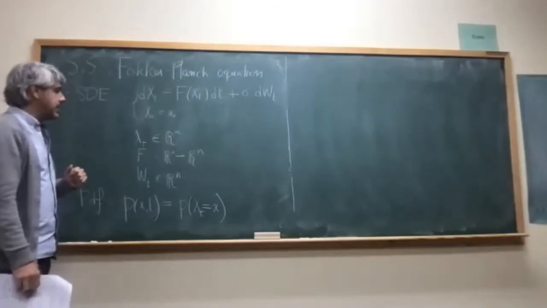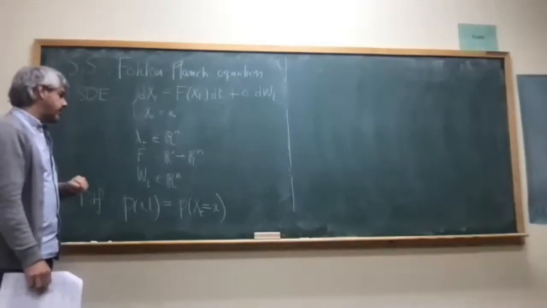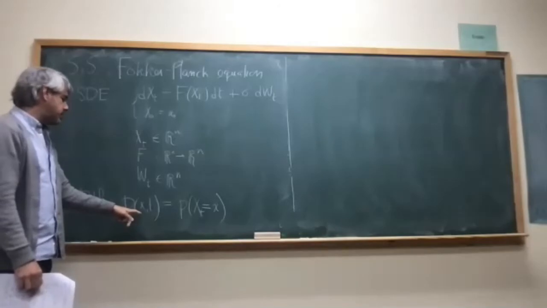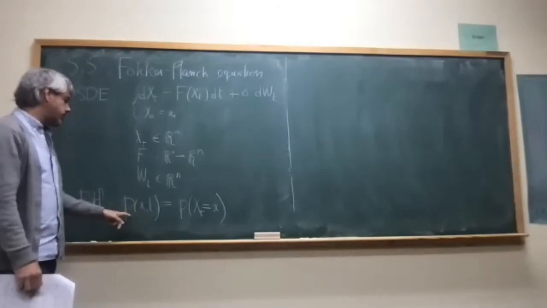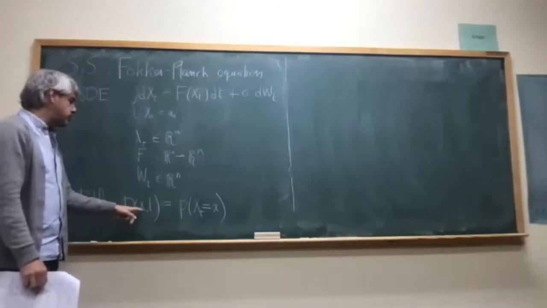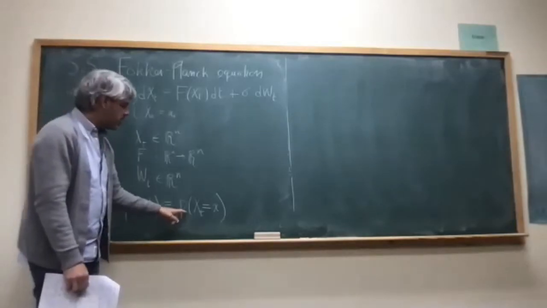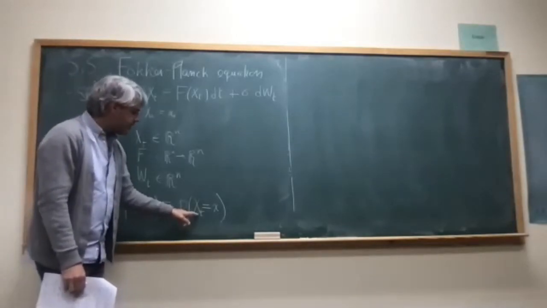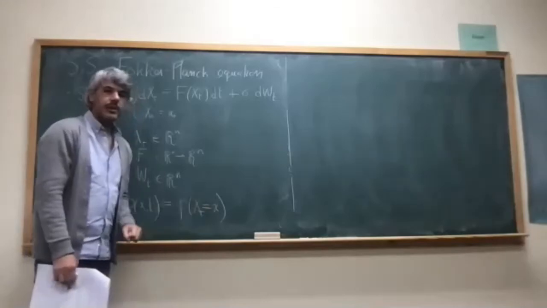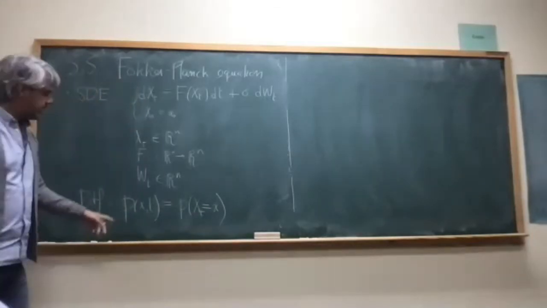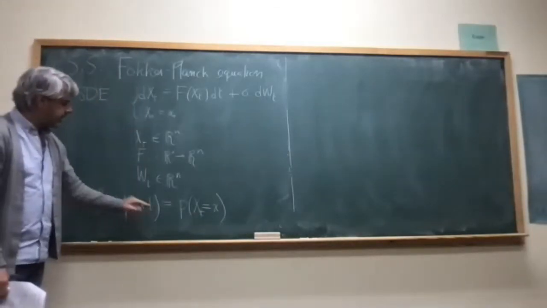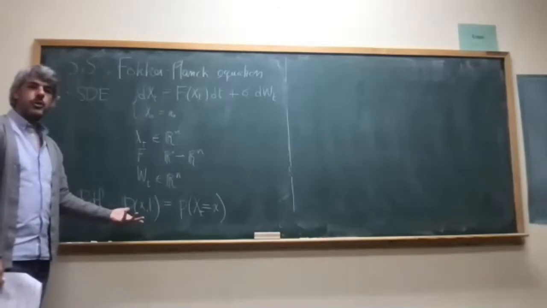Now, because we're dealing with a real process, a real random variable, this is now a PDF, a probability density function. So the density to be at x at time t, this is what it means. That's the probability density for the random variable at time t to take the value x. This depends on the space and on the time. There has to be an evolution equation for this.